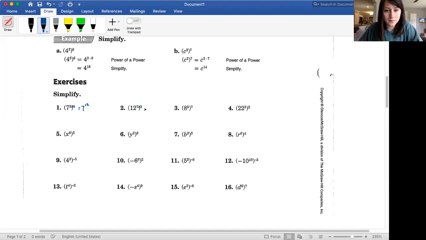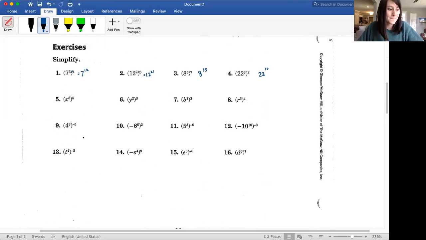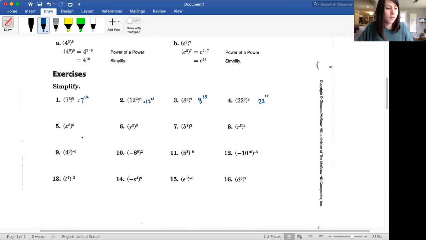7 times 3, that's 12 to the 21st power. This is 8 to the 35th power. This is 22 to the 10th power. You get the idea? So when I have a negative exponent, I'm just going to keep that negative.